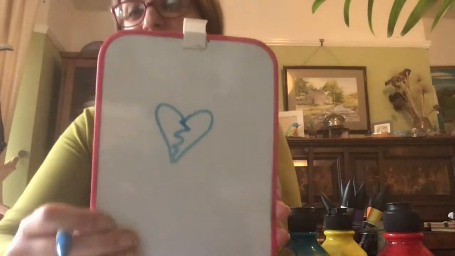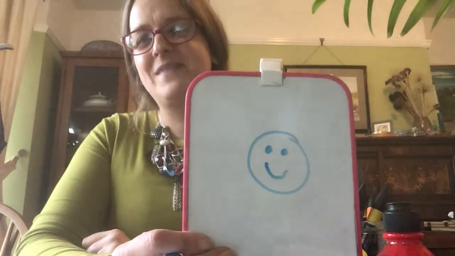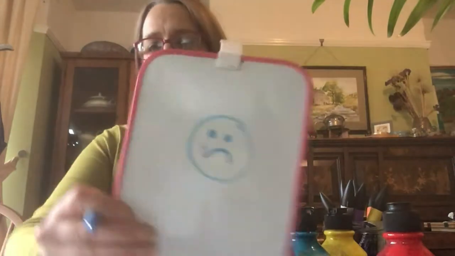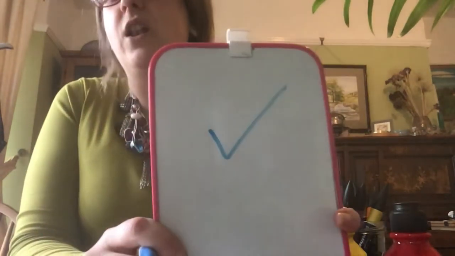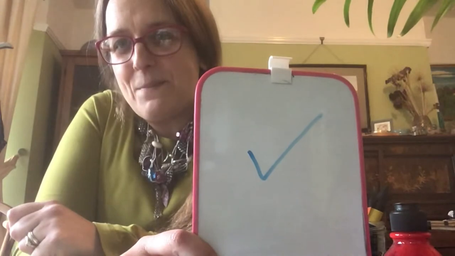If I do this to it, that can represent a broken heart. I think we all recognise that. And what about this symbol? Happy. We recognise that as being happy. And this one, not so good. But we all tend to recognise symbols. Now, this is one that I expect you see a lot in your school books. It means something is correct. And we love to see that sort of symbol. It saves the teachers writing correct all the time, which I'm sure they do in their books.